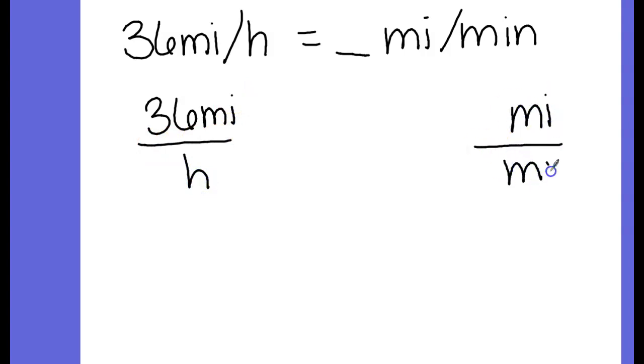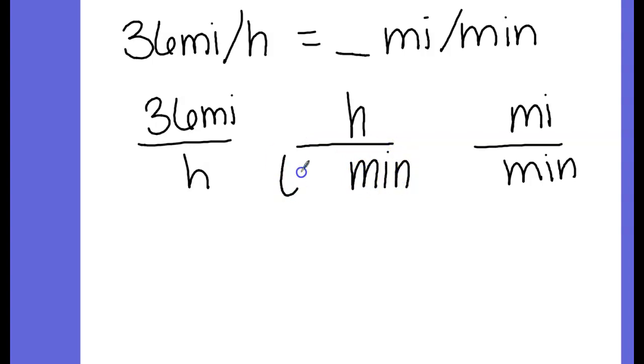What label am I trying to get rid of? Hours. So do I put it on top or bottom? Top. So then what label needs to go on bottom? Minutes. How many minutes are in an hour? 60. Okay, so then I lose the hour labels. 36 times 1 is? 36. 1 times 60 is?